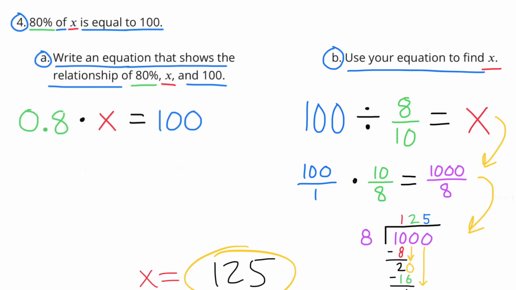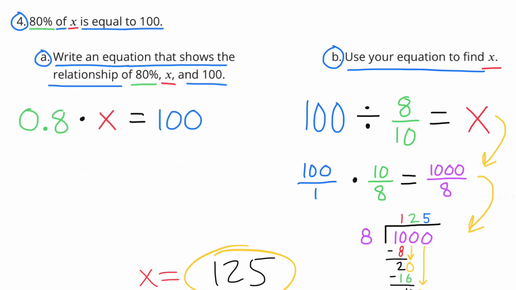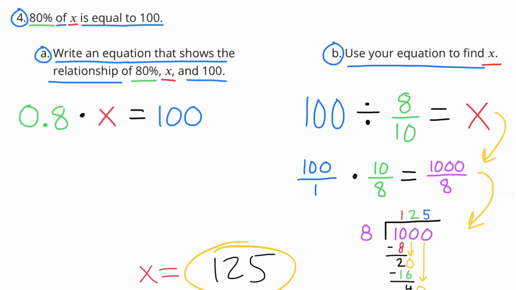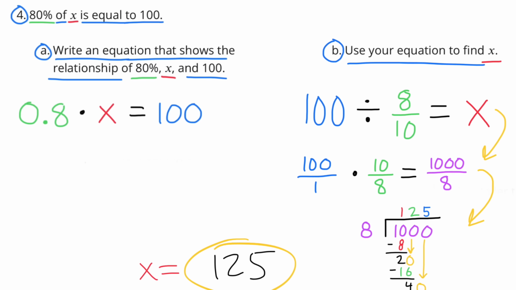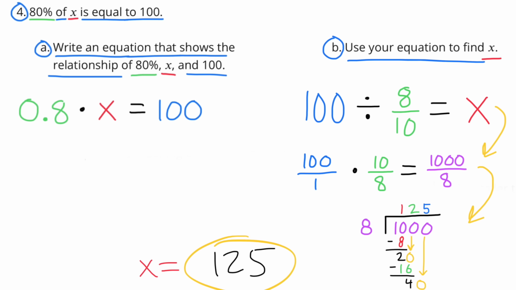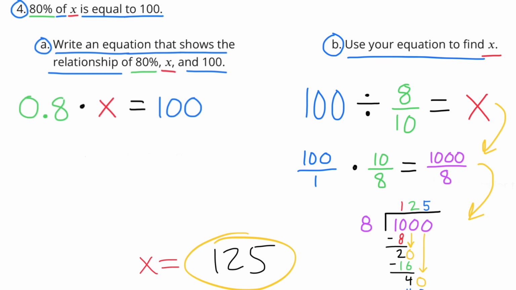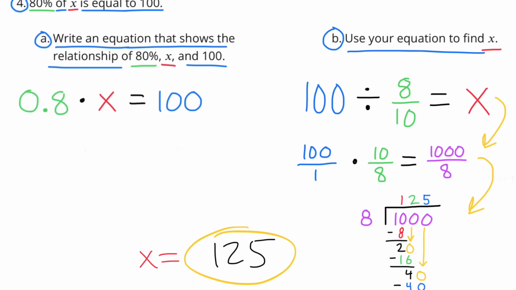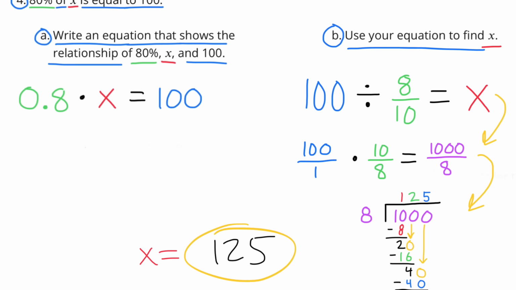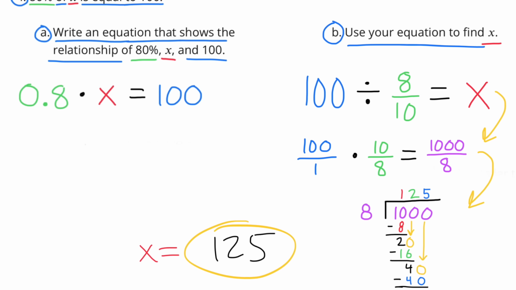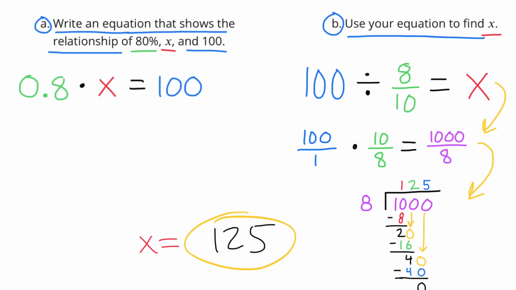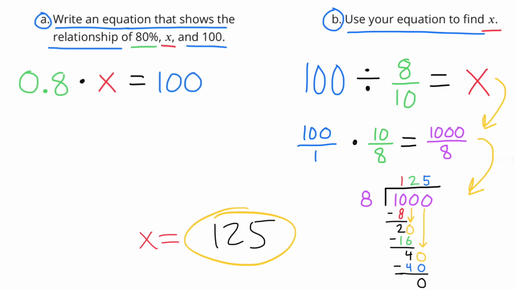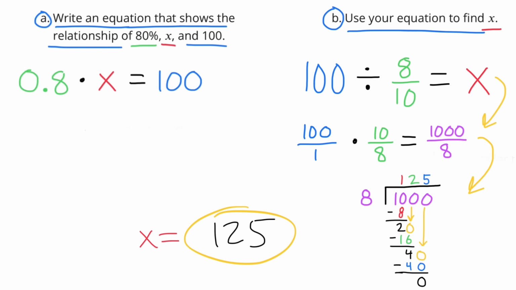B. Use your equation to find x. My equation is 8/10 times x equals 100. Just like 2 times 5 equals 10, and 10 divided by 2 equals 5, 8/10 times x equals 100, and 100 divided by 8/10 will equal x. We'll have to multiply by the reciprocal of 8/10, which means 1,000 divided by 8, and 1,000 divided by 8 equals 125. The value for x is 125.